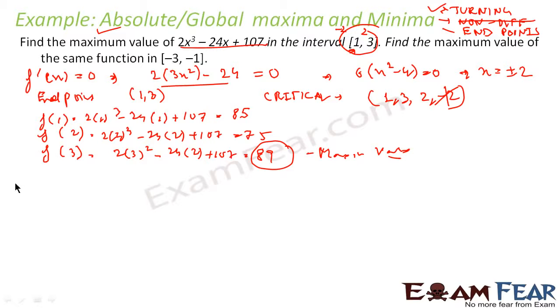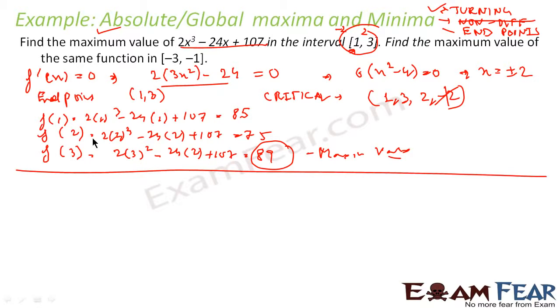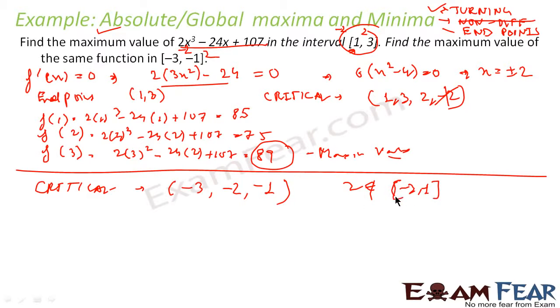In the second part, my interval is changing. So my critical points will be, I'll take the endpoints for sure. Now I have 2 and minus 2. Out of 2 and minus 2, you see minus 2 is in this range. 2 is not. So here I'll take minus 2 and I'll ignore 2. Please note why? Because 2 is not a member of minus 3 and minus 1. So I'll ignore 2 here.